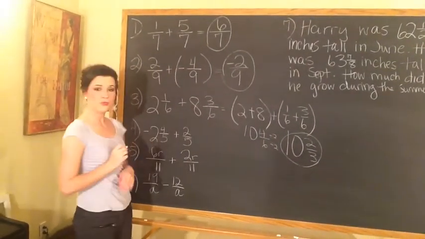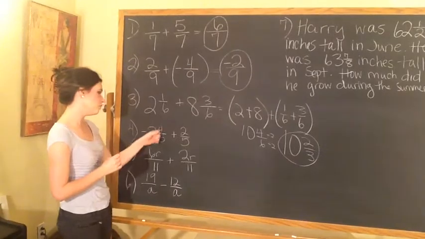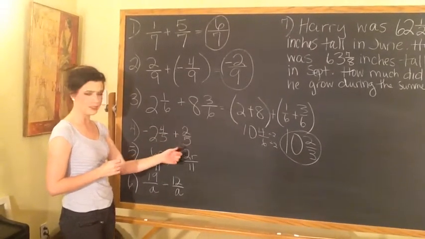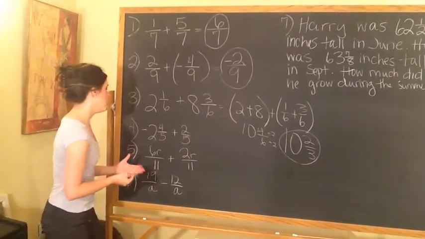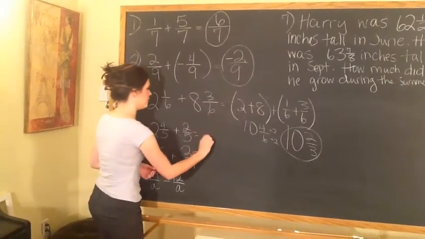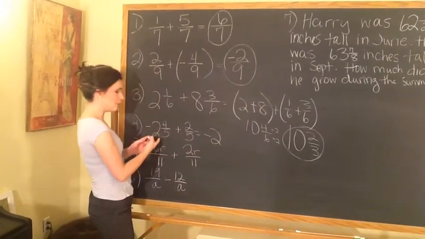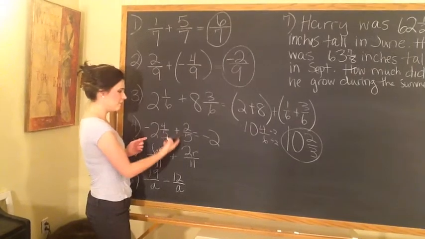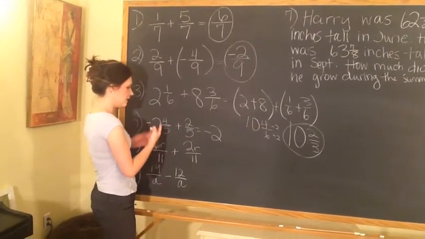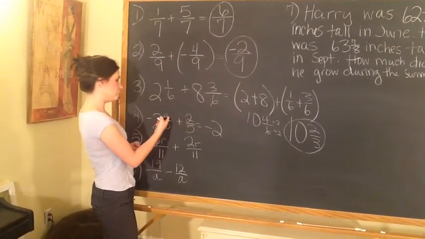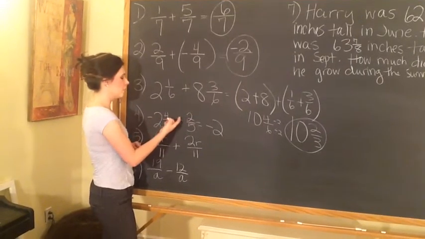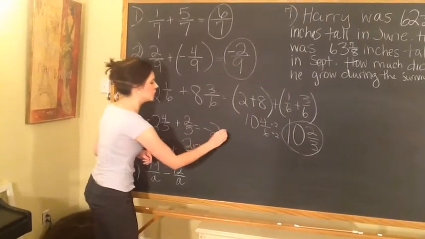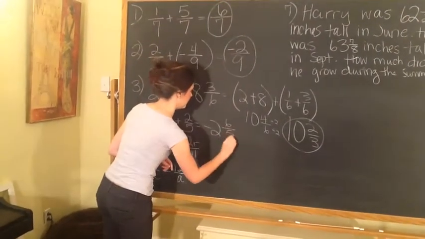Let's go ahead and look at number 4. This time we have negative 2 4/5 plus 2/5. So we can do it the same way. We'll have negative 2 is going to be our whole number, because we have no whole number over here. So it's just -2, and then we'll have 4 fifths plus 2 fifths, which is going to give you 6 fifths.